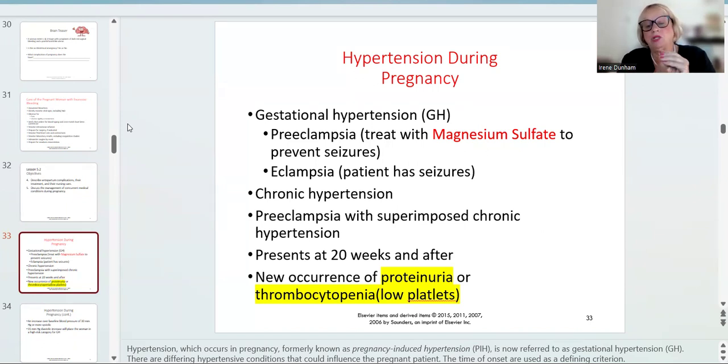Another indication that she's got a problem is she's spilling protein in her urine. You shouldn't have protein in your urine. So if you have that, then it means now we have kidneys involved. So we have hypertension and we have proteinuria. Those are your two big signs that we got a problem. Okay.